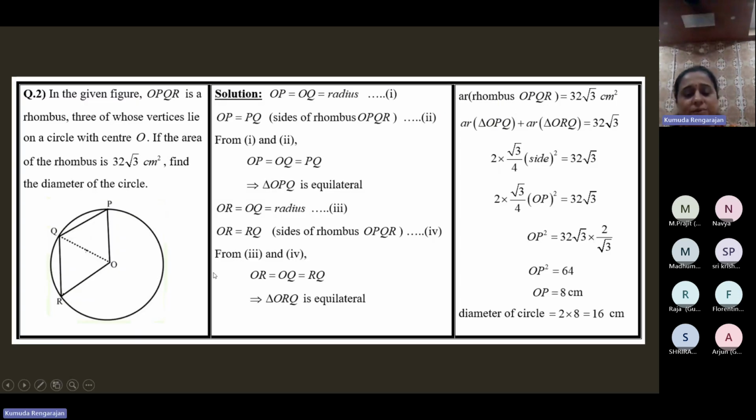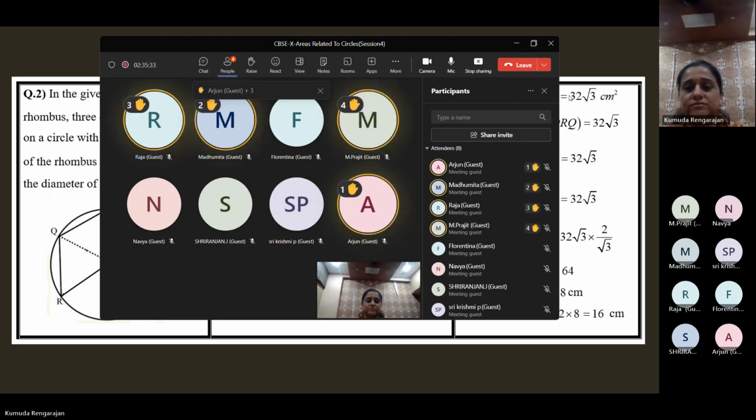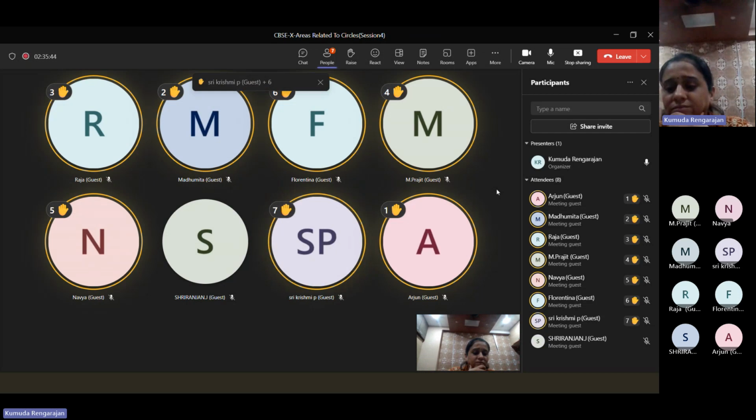Yeah, you've already taken a picture here. That's what is explained here, children. Yeah, class, use the emoji, raise your hand. See, now 12 has become 8. So we have Arjun, Madhumita, Raja, Rajit, Navya, Florentina, Krishmi. Ranjan, are you there?